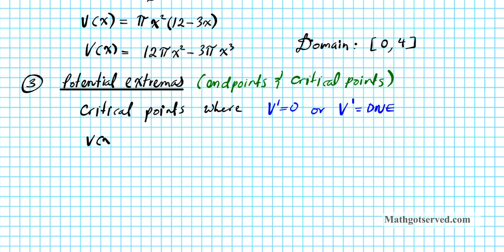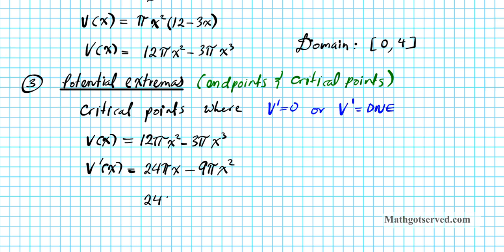Let's recall the volume function. V of x is equal to 12 pi x squared minus 3 pi x to the third. Let's find the first derivative of that. V prime of x is equal to 24 pi x minus 9 pi x squared. All right, so set that equal to 0. You have 24 pi x minus 9 pi x squared equals 0.